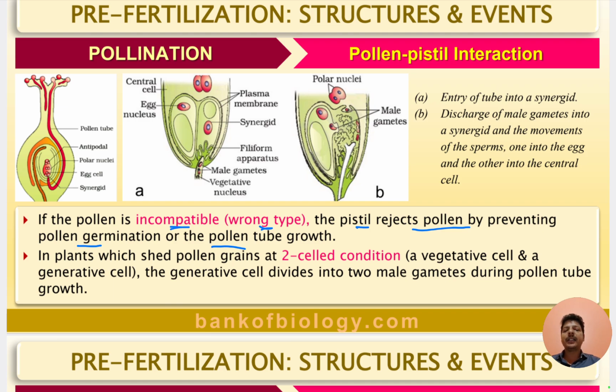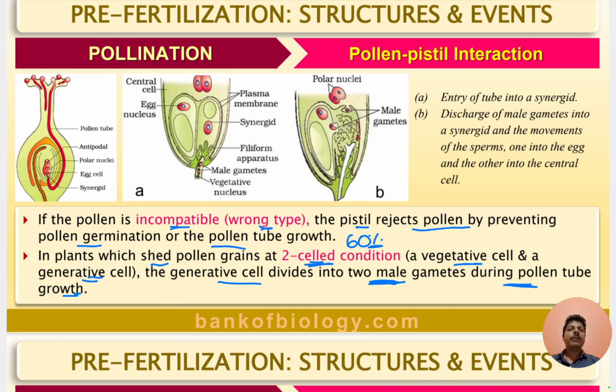In plants which shed pollen grains at the two-cell stage, the vegetative cell and generative cell, the generative cell divides into two male gametes during pollen tube growth. As I told you, about 60% of angiosperms shed their pollen grains at the two-cell stage. One is the vegetative cell and one is the generative cell, and the generative cell divides by mitosis into two male gametes during pollen tube growth.